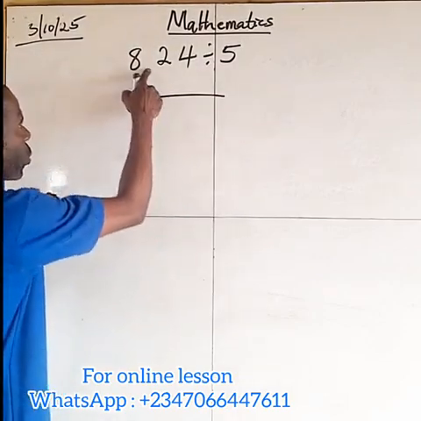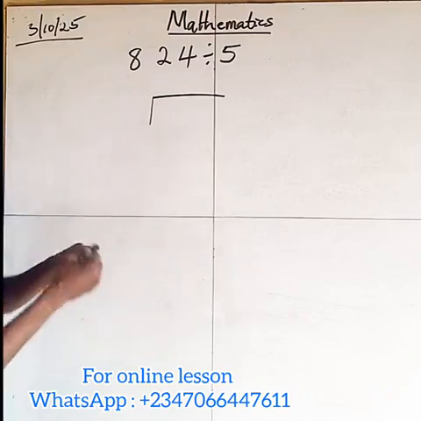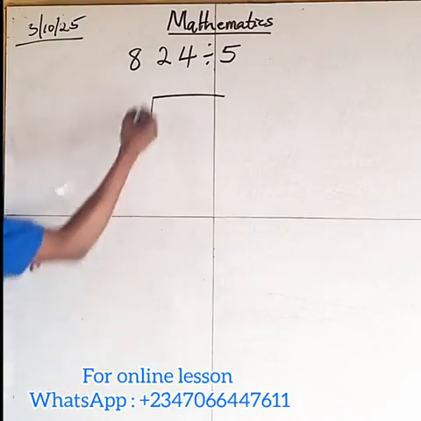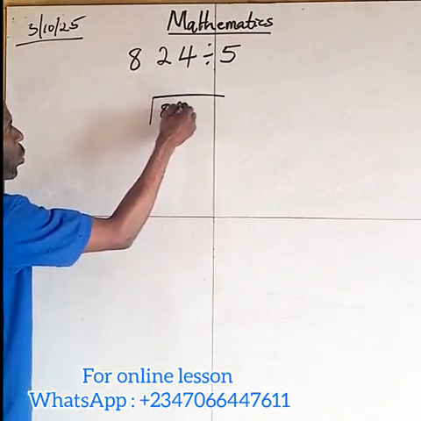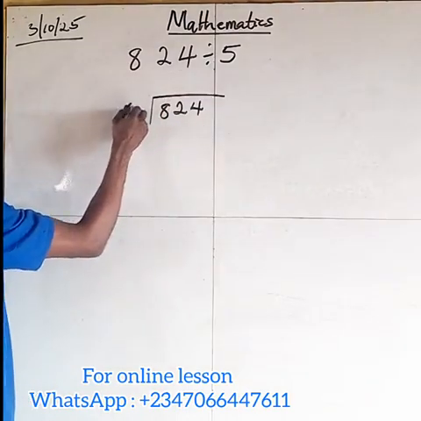this is the dividend. This one here is called the dividend, and this is the divisor. Whatever you are going to get as your answer is the quotient, right? So which means you place your 8, 2, 4, that is the dividend. Then put the divisor here.